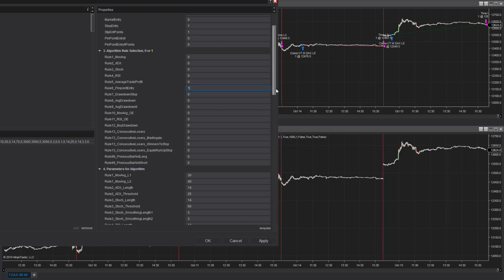The only rule we're using is rule 6 because it has a 1 in front of it. 0 means the rule is off, 1 means the rule is on. You can use any combination of rules you want. The more rules you have, the more optimized it would be, and typically the less trades you get because you have more criteria, and so there's less trades.